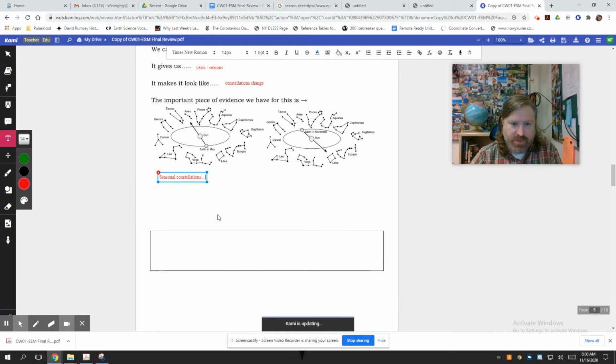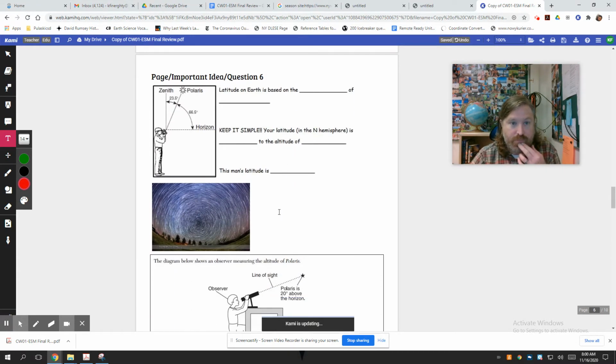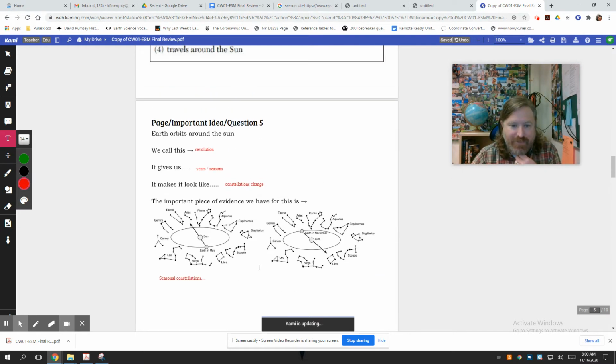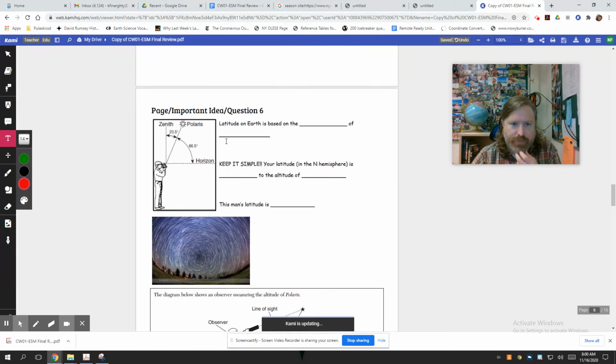I spelled that right. For some reason the question is missing there, so I'm going to find that question and stick it back in there. I don't know what happened there. Yeah, so that's our evidence for Earth's revolution. There'll be a question that matches that there in a minute. I don't know where it went.